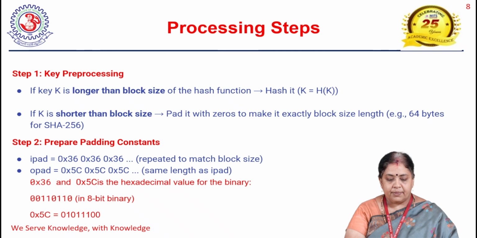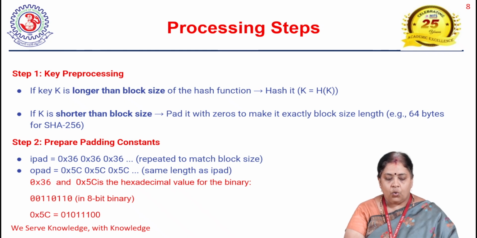Okay. Then in step 2, we are going to prepare the padding constants. Here we make use of two constants. The first one we call IPAD and the second one we call OPAD. That is inner padding and outer padding. In inner padding, you repeat this sequence so that it matches the block size. So the key should be matched to the block size of the message. In inner padding, we take the hexadecimal value 0x36, and this value is repeated until it reaches the block size.